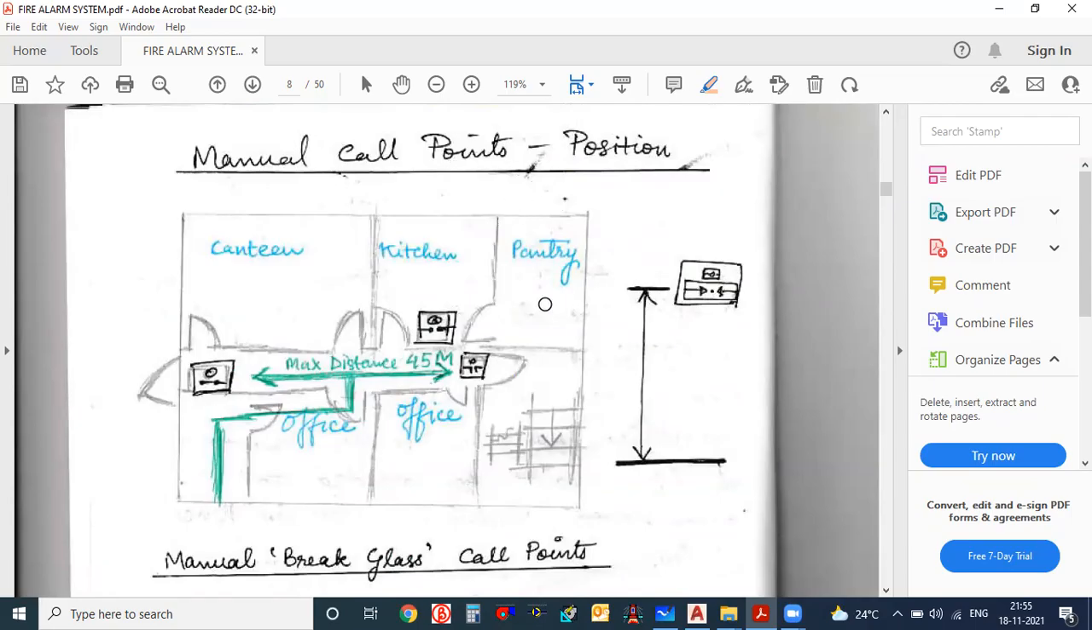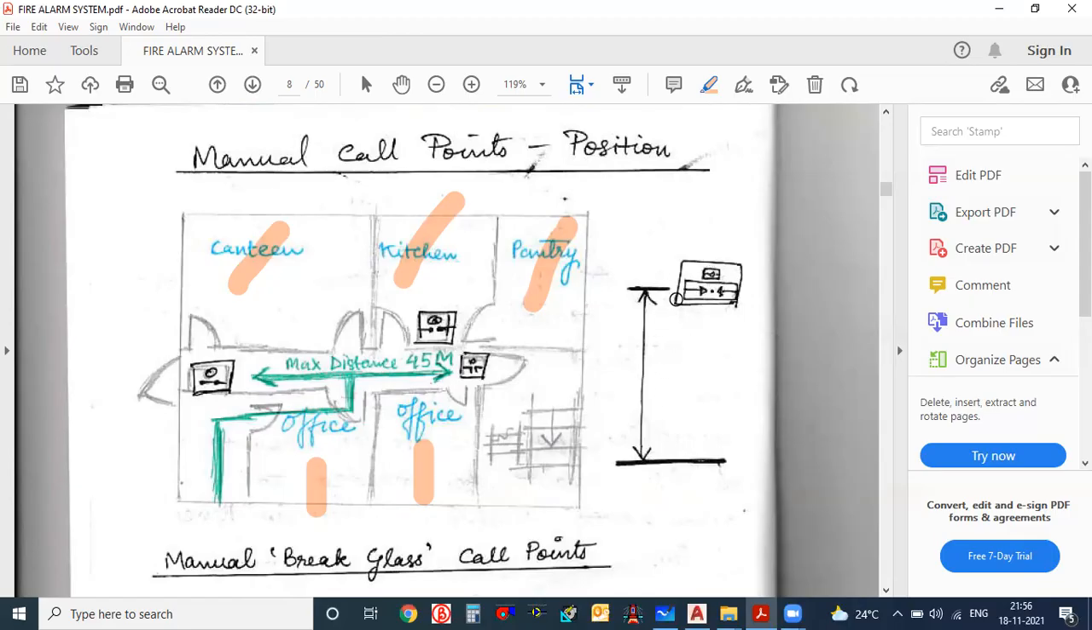And here one example is given, how to position the manual call point. See here, you can see there are rooms: one canteen, one kitchen, one pantry, one office. So the manual call point should not be installed inside any room, but it should be installed in such a way that if you install in these 2 places, everyone can hear here. But for the kitchen also you can install an MCP, because the kitchen is also a high hazard area. In case of fire, there is a likely chance, because of our gas cylinders or our ovens, that the fire can catch very easily. So that's why you can place one in the kitchen also.